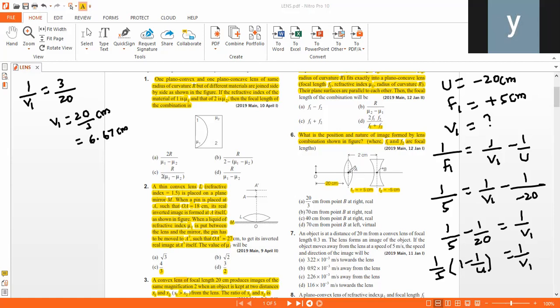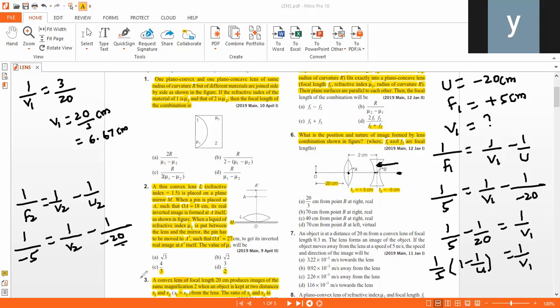From the center, here, it is 6 centimeters. This distance is 2, so somewhere here we will have the object. Now the light rays are moving towards left. The focal length is negative, so 1 by f2 equals 1 by v2 minus 1 by u, that is 1 by minus 5 is equal to 1 by v2 minus 1 by minus 20 by 3.